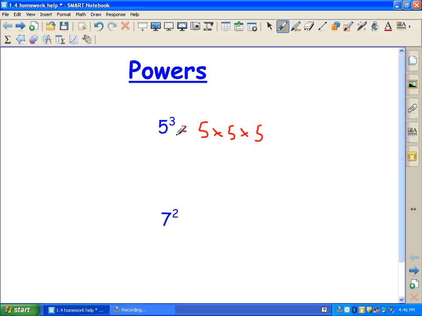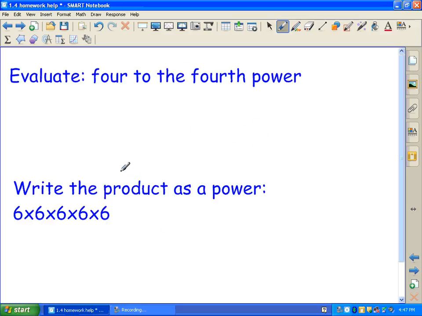Okay? Now, the third power has a special name. When I see to the third power, that is 5 cubed. And the second power also has a special name. When I have something to the second power, I can also say that that is the number squared. And so this would mean 7 times 7. And that's all the powers tell us. That's what they are.